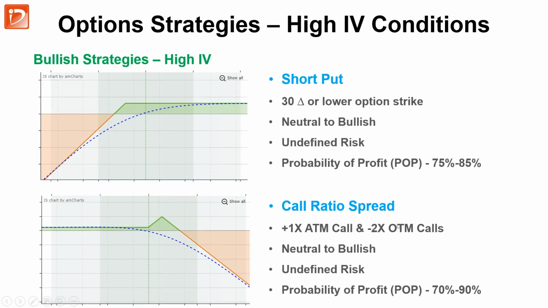Now the second strategy is a call ratio spread. In this we buy an at the money call and we sell two out of the money calls. We can also do this by buying one out of the money call and selling two far out of the money calls. So this is neutral to bullish.